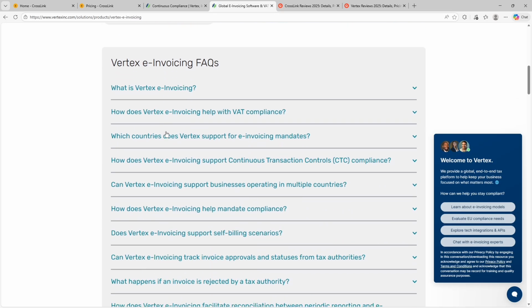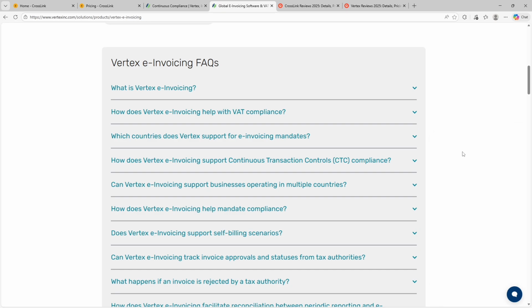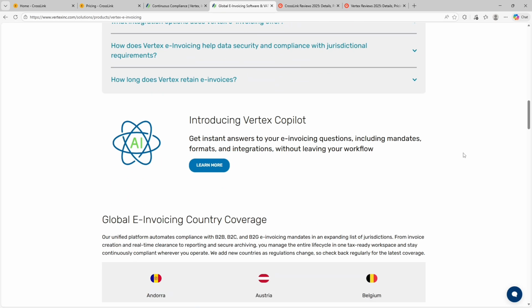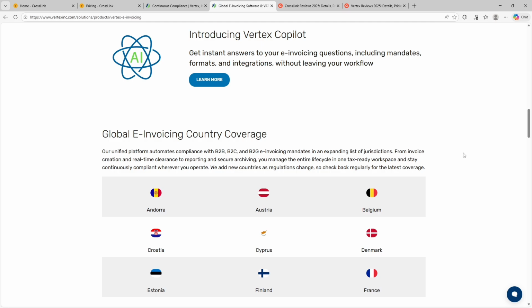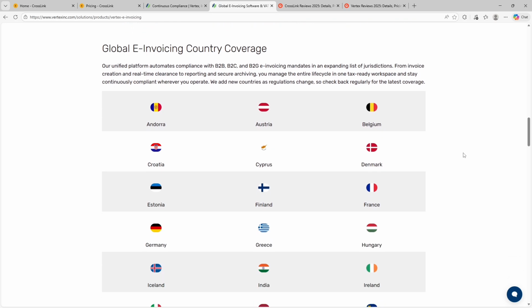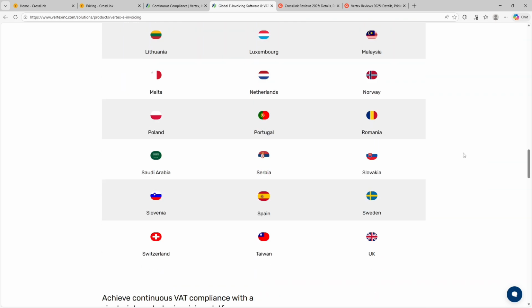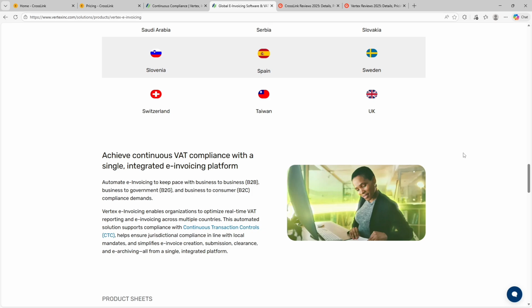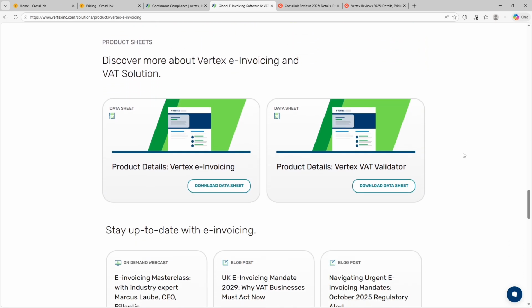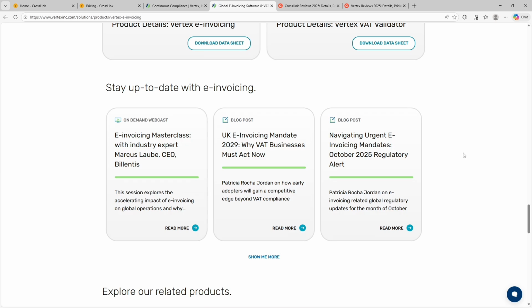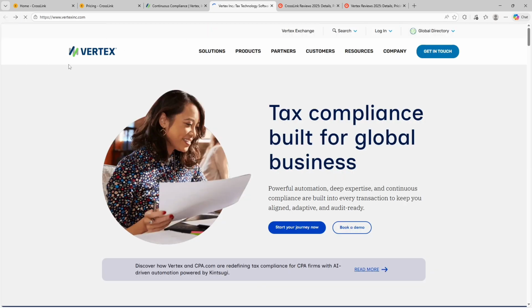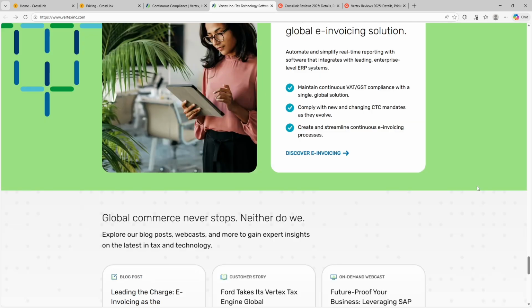Additional Vertex tools include exemption certificate management, payroll tax calculation, global tax engines, and e-commerce tax solutions that handle omnichannel sales. This breadth makes Vertex particularly attractive to enterprises that cannot afford compliance gaps or inconsistent tax logic across systems.